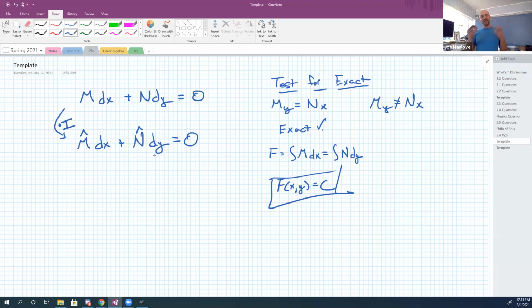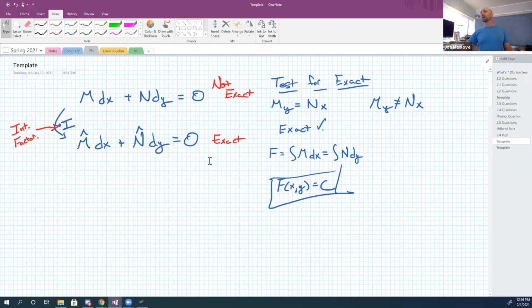Right? So this is the idea of an integrating factor: if you multiply through by some function and then make your equation exact, the thing that you multiplied through by is an integrating factor. So if we have a not exact equation here, and then we get an exact equation here, then this function I is called an integrating factor. It's not named very creatively. It's just a factor that you multiply through by, and then you can integrate, right?